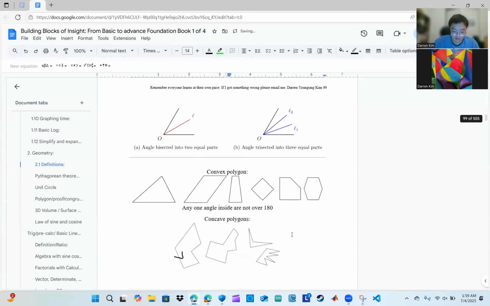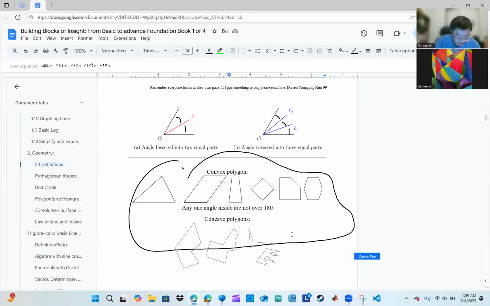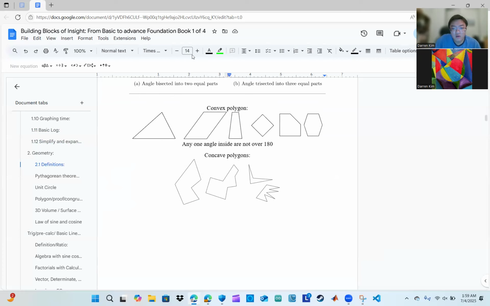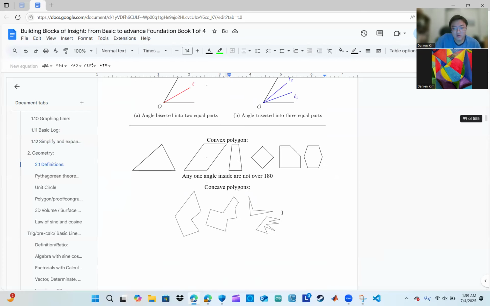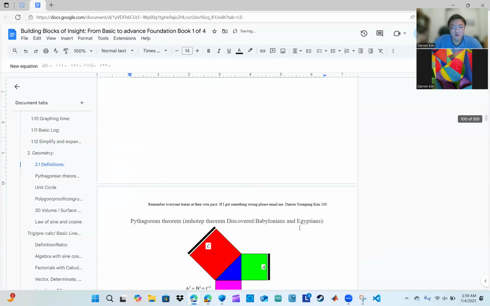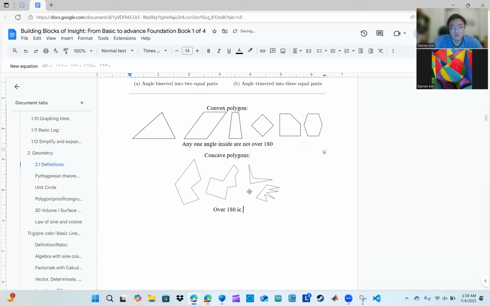Probably drunk, sleeping. Anyways, over here we show the bisector, what a trisector is, what a convex polygon is, and what a concave polygon is. Concave is over 180. Any one angle over 180 is concave.